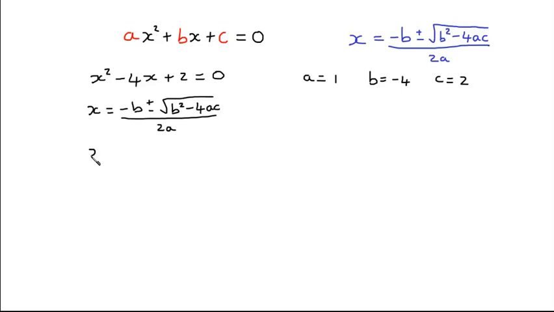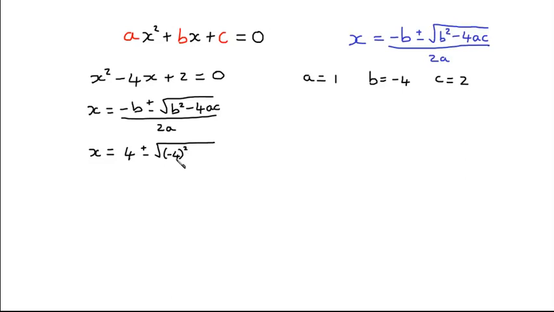So we've got x equals minus b, and b is negative 4. So minus negative 4 is positive 4. Then we've got plus or minus, leave that in there for now, the square root b squared, so that's minus 4 squared.